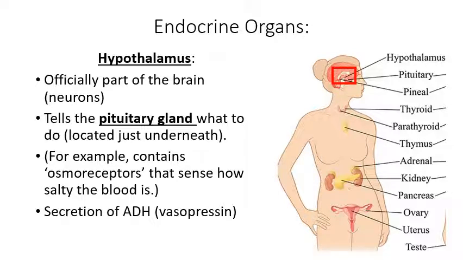All right, now below, the hypothalamus tells the pituitary gland what to do. Right, so I just mentioned the fact that the hypothalamus contains osmoreceptors that sense how salty the blood is by sensing how salty the serum is. And then it tells the pituitary gland to release vasopressin or antidiuretic hormone, causing the kidneys to retain more water.